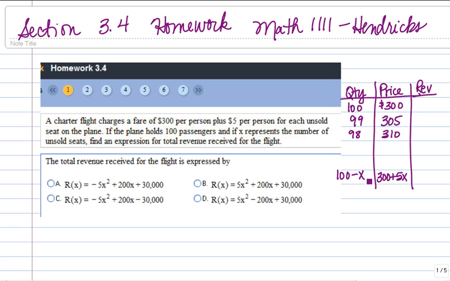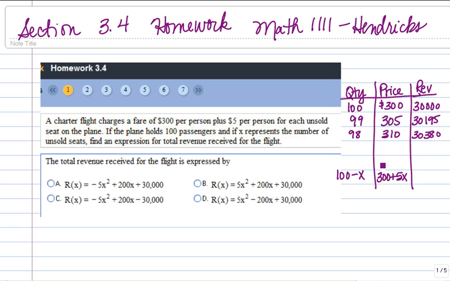So our total revenue is the product of these, right? 100 times 300 would be $30,000. 99 times 305 is $30,195. 98 times 310 is $30,380. Isn't that interesting that the fewer tickets they sell, the more money they make?